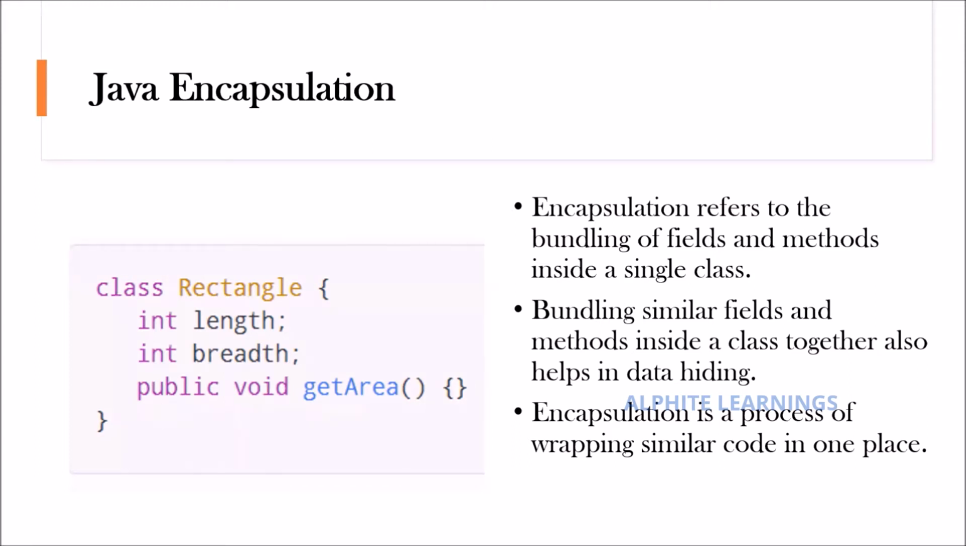So data hiding is different, data abstraction is different. Data abstraction is, we are showing only the important data. We will show them that this is available, but we will not tell you what is happening inside. But data hiding is totally hiding.